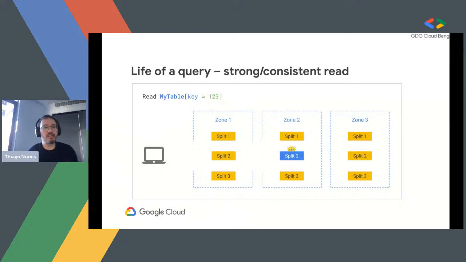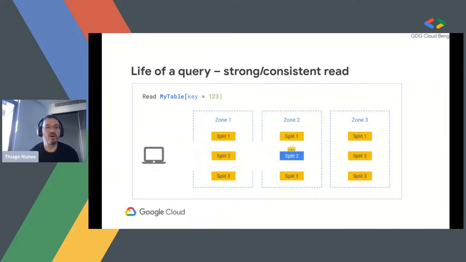Cool. So now that we've seen TrueTime and splits, let's try to apply these concepts to the life of a query. So here we're trying to do a strong or a consistent read. As I mentioned before, we have 2 types of reads. We have strong reads, where you want to read the latest version of your data, and you have stale reads, where you're okay with reading data which is at most 15 seconds old. In this case, we want to do a strong read.